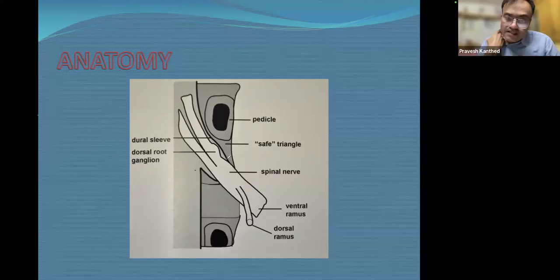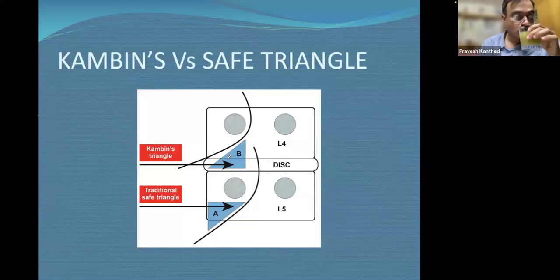Now there is a fancy term called the safe triangle. Initially the injections were done in this safe triangle, and it was thought that there is no nerve root over here, so it is safe to enter through this triangle. Now, what is the Kambin's triangle approach?